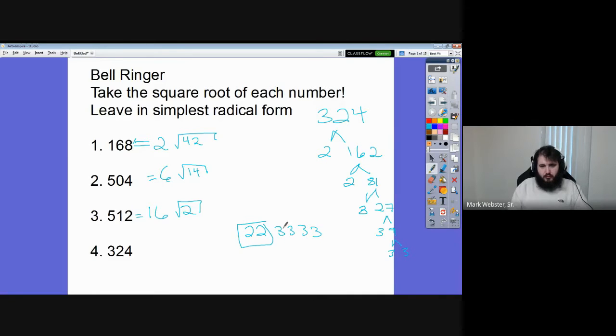Here's a pair of 2s. Here's a pair of 3s. Here's a pair of 3s. Square root of each of these. 2 times 3 times 3, that's 18. And then what do we put in the square root? Well, what's left over? Nothing. So there's nothing that goes in a square root. 324 is actually 18 squared. 18 times itself is 324, right? We can double check that to make sure.